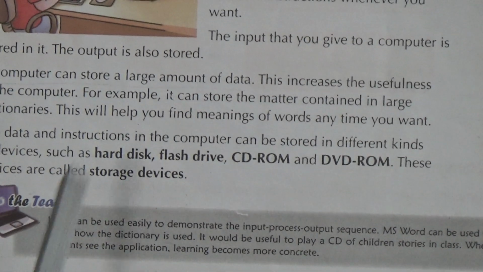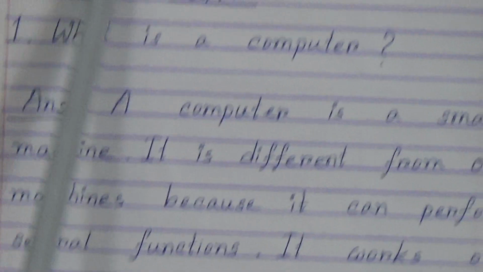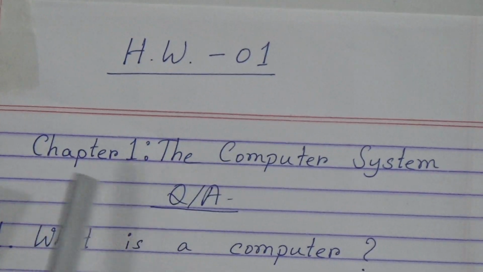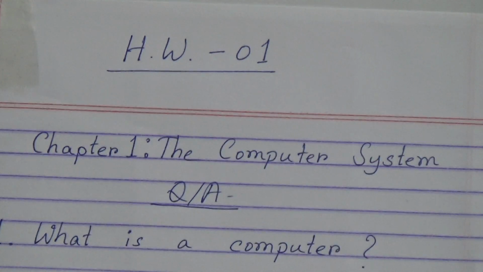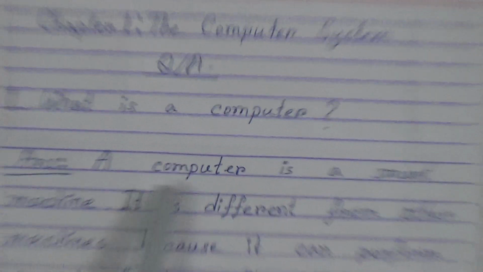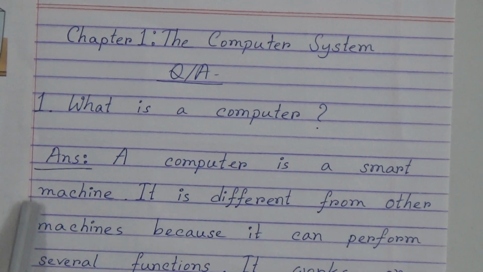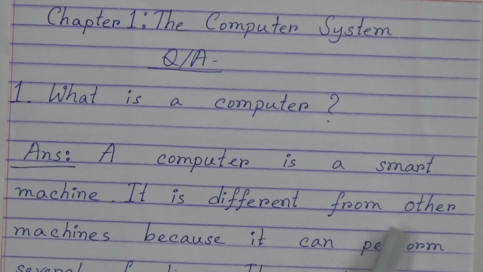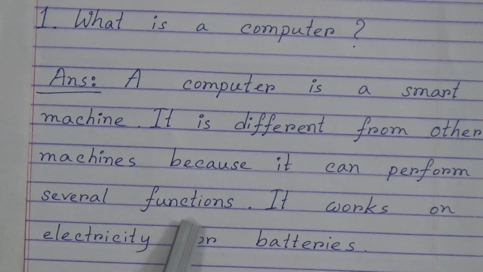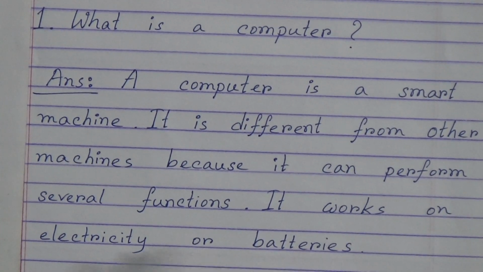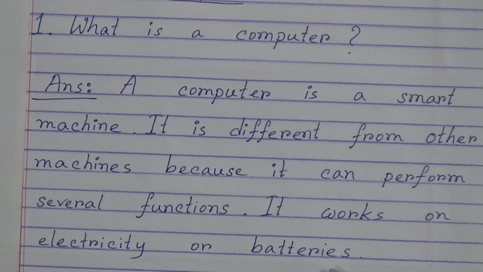Okay everyone, let's move on to the homework for this class. Chapter 1, the computer system. A question and the answer. Question number 1. What is a computer? An answer is given for you. Answer: a computer is a smart machine. It is different from other machines because it can perform several functions. It works on electricity or batteries.